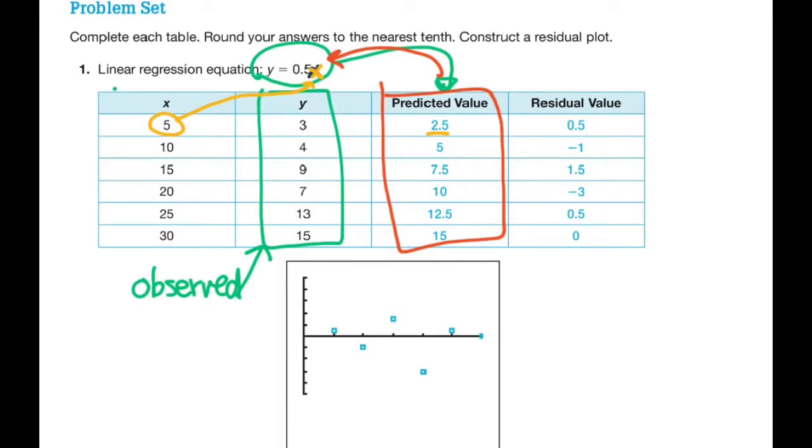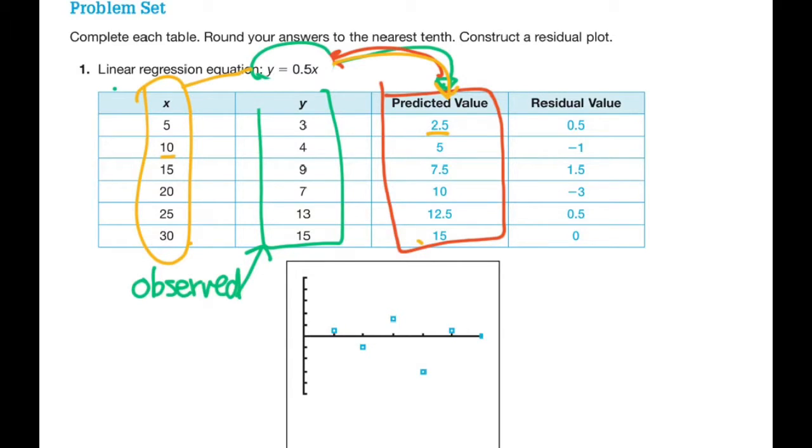And then you're going to keep on going down the list. So then you're going to do 10 times 0.5 and we get 5. 15 times 0.5, we get 7.5. 20, get 10, 25, get 12.5, 30, get 15. So you just keep on using this equation to get our predicted values.